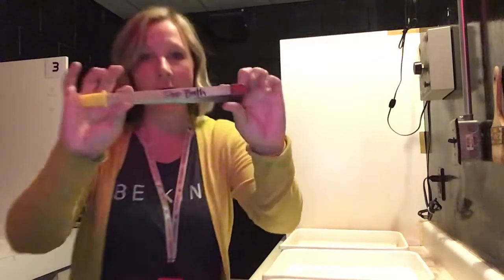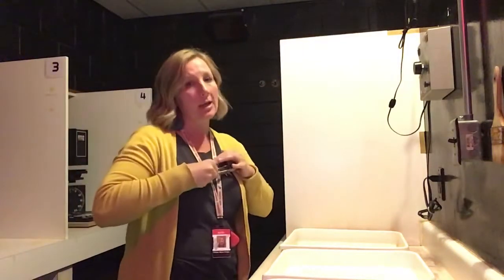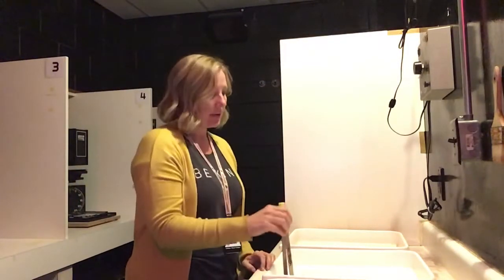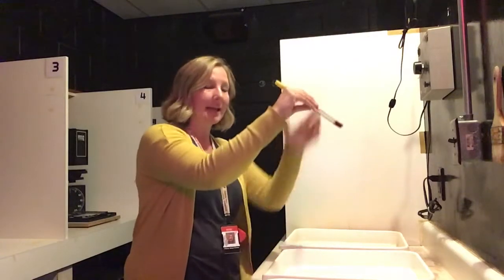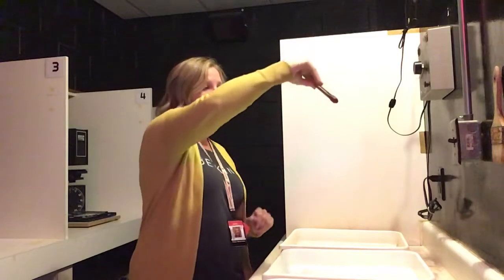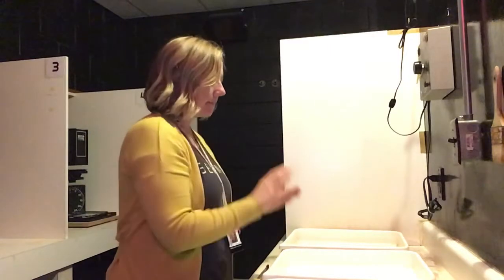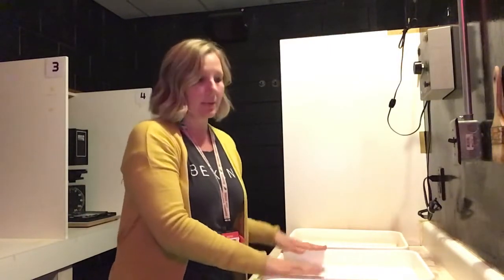Now there's another tongs here that say stop bath. These tongs can only touch the stop bath. So you use these to pick up your picture, and again, you let it all drip off as much as you can. It's really helpful if you actually kind of hold it at an angle so it all drips off at the corner. Comes off really nicely that way. So that is your tray number 2.